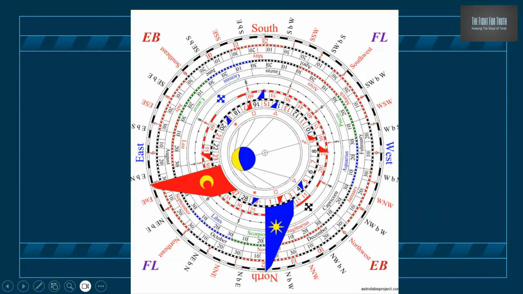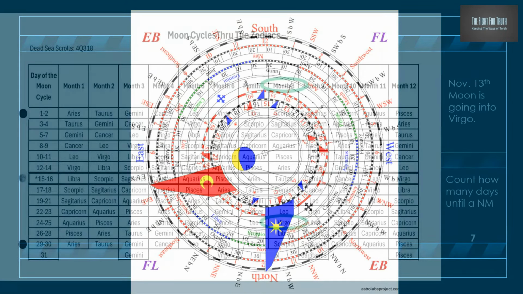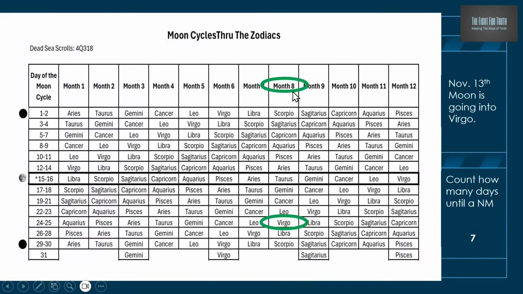Okay, so according to the Dead Sea Scrolls, the moon for the 8th month is going to be in Virgo for 2 nights. Let's take a look. Here we are in the 8th month, and we're looking for Virgo. Here is Virgo for the 8th month. And remember, it said we're on the 24th day of the cycle. Well, look, it matches. We are on the 24th and the 25th, so for 2 nights, the moon is going to be in Virgo.